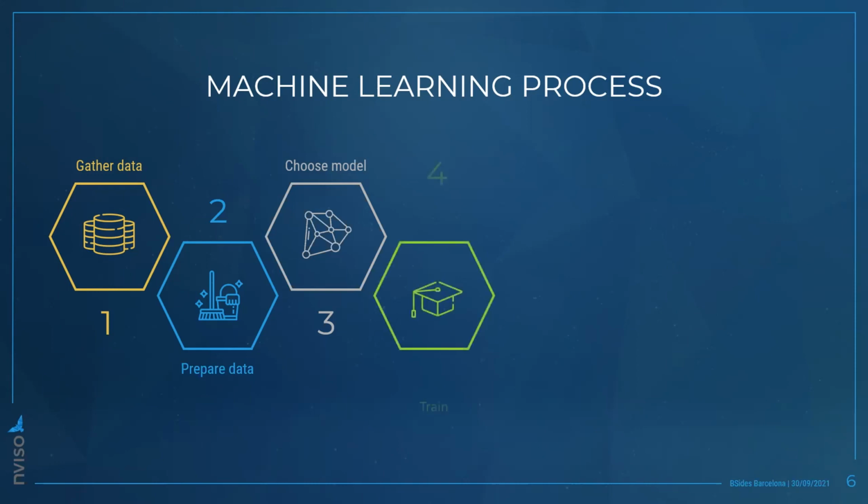Next, we start training. So this is the learning process that forms the model until we finally have the result we want. And it's an iterative process.